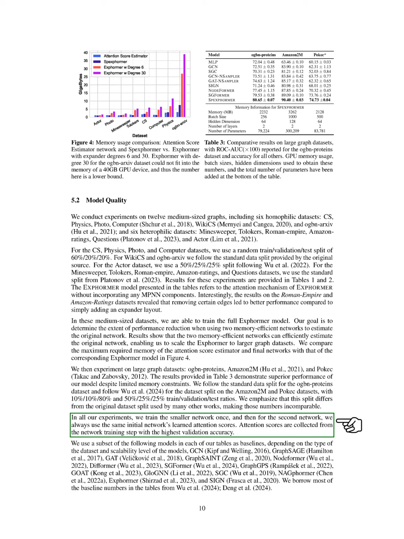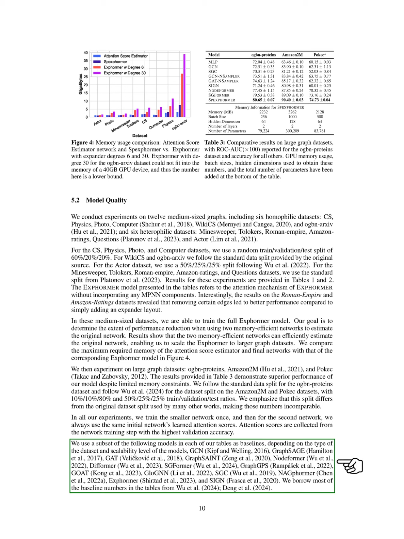In all our experiments, we train the smaller network once and then use the learned attention scores from this network for the second one. We collect attention scores from the training step that achieve the highest validation accuracy. We utilize a subset of models as baselines, depending on the dataset type and model scalability, including GCN, GraphSage, GAT, and others. Most baseline numbers in our tables are sourced from previous works.